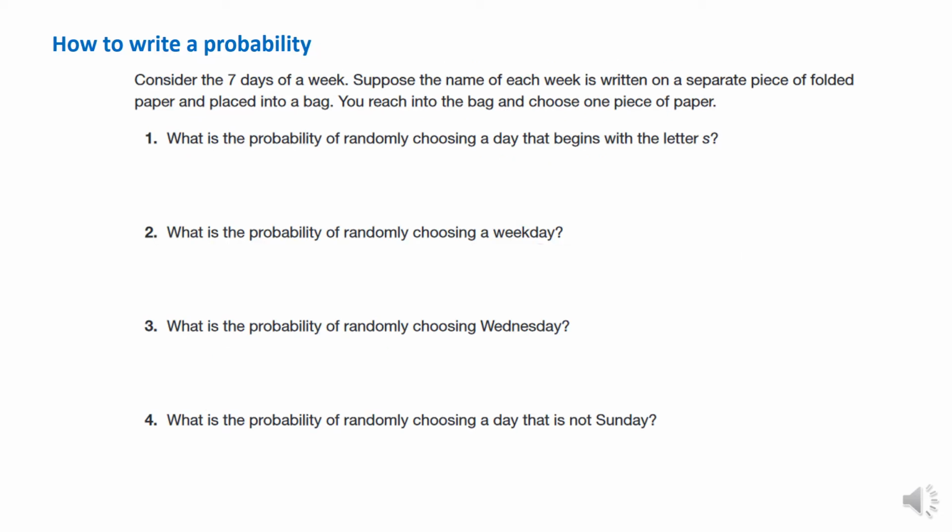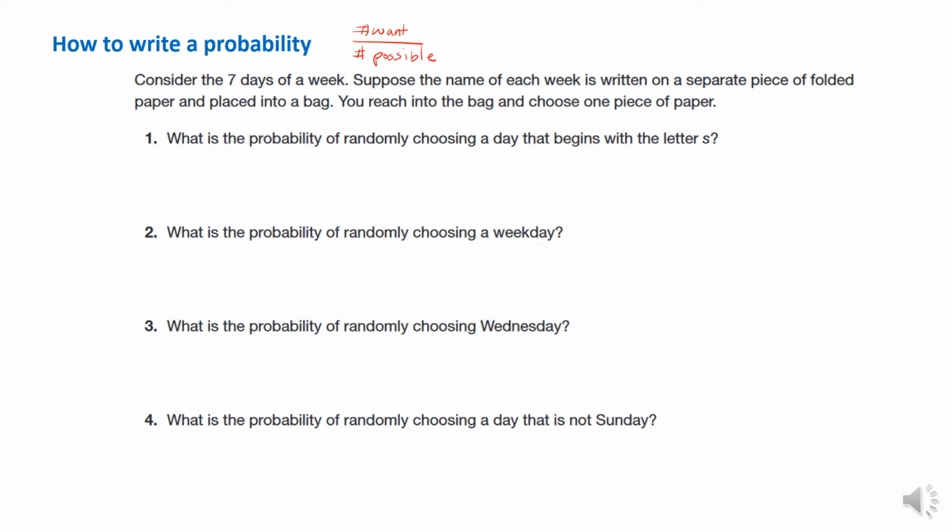Okay, before we do this slide, I want to go over how to write a probability. So the first thing you need to know is you think of it as the number you want, over, divided by, the number of possible outcomes. Okay, so look at this one.